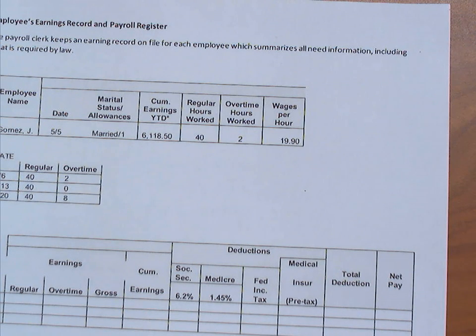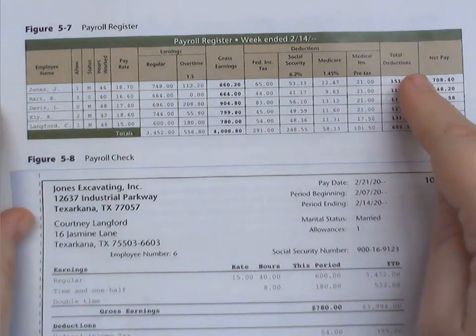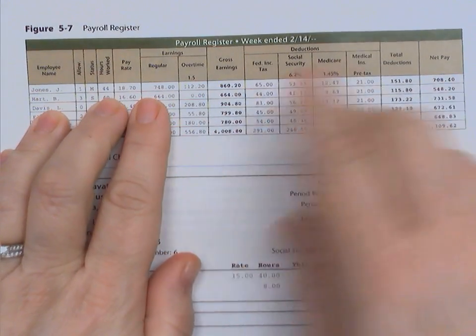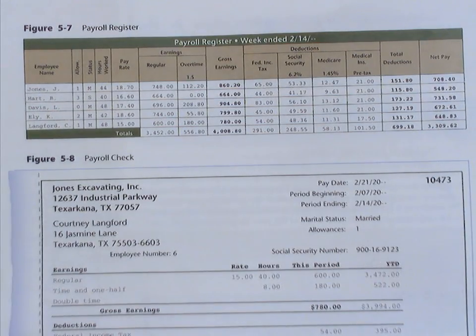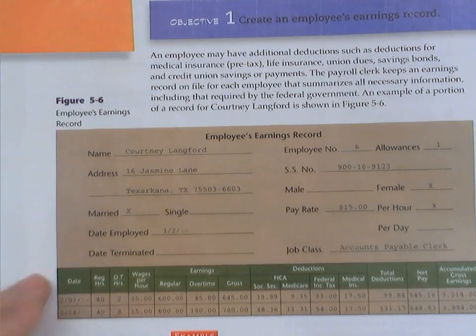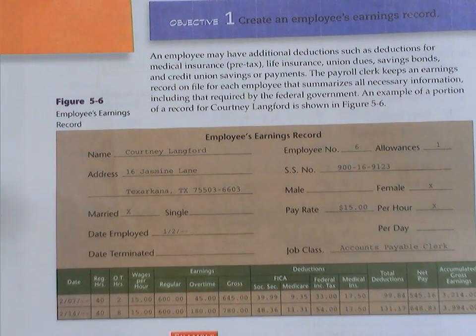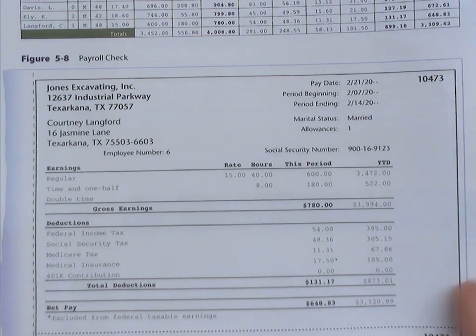The ongoing earnings are called accumulative earnings, and they're in a specific column. This page shows you the employee and how much they're earning, so this would be the register. Each week you have different people in there. Their earnings record has its own information at the bottom, so it's duplicated. That's one of the ways they keep track to make sure they're not making any errors. They make sure they write it in two different places.